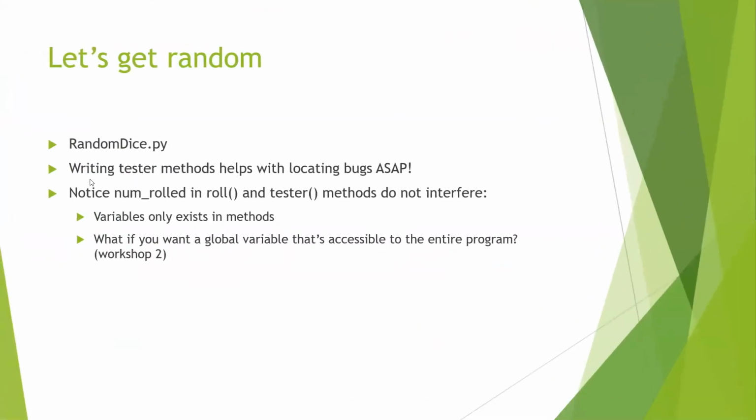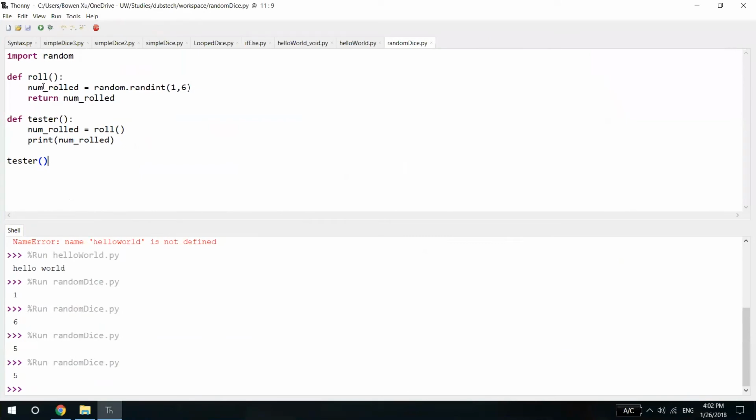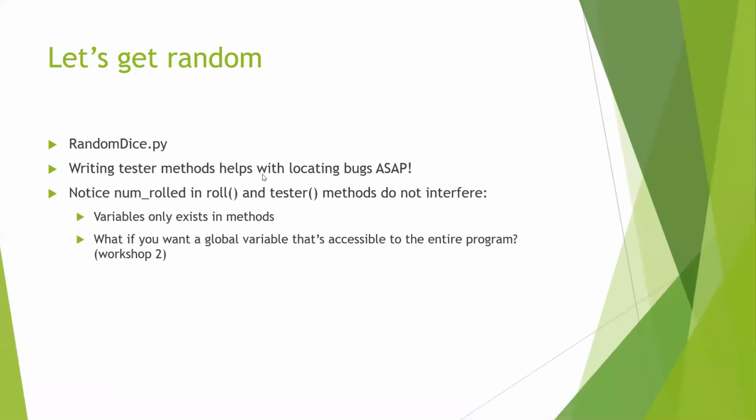So as you've seen, that is what I mean by coding step by step. Before you get all the inputs, all the messages like this dice roll is something, we don't want you to do that right now. I want you to test the roll method before we do anything further. So writing tester methods helps with locating bugs ASAP. And notice we have this num_roll and num_roll, both of them with the same name right here. They do not interfere. Python didn't complain about it.